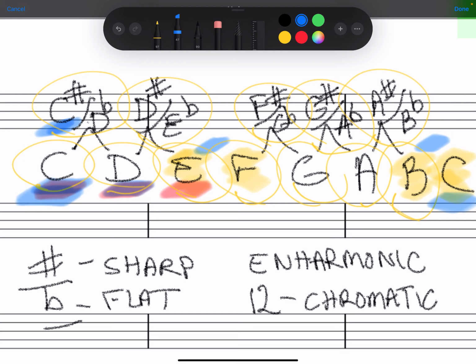Now, there are these things called double sharps and double flats, and again, it's another version of enharmonic spelling. I might talk about that in a different video, but I think that's enough for now.